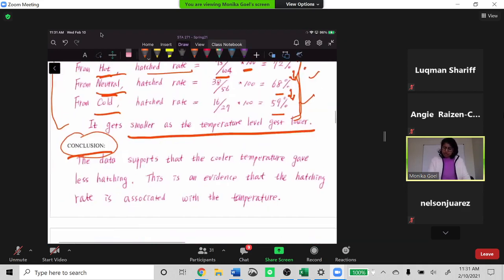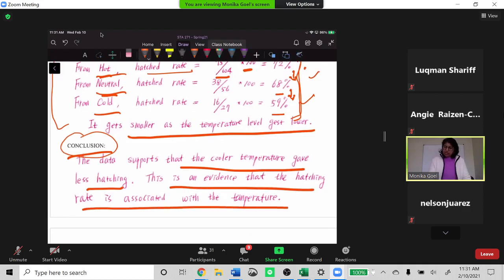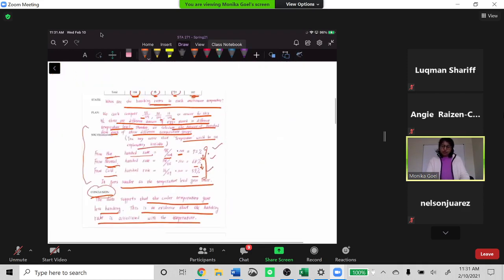The data supports that the cooler temperature gave us less hatching. This is evident as the hatching rate is associated with temperature: as the temperature increases, the hatching rates get more, and as the temperature drops, the hatching rates get lower. So this is called your four-step process.